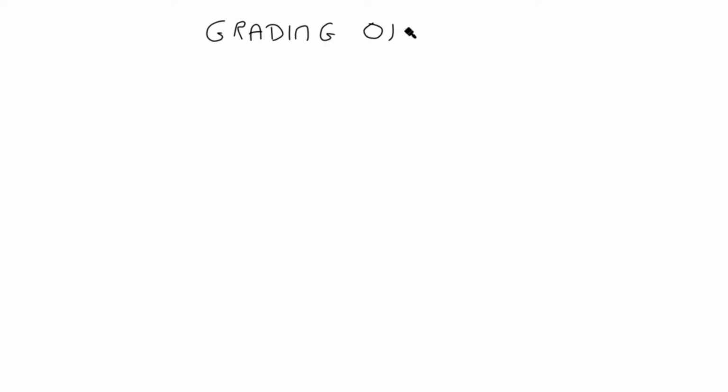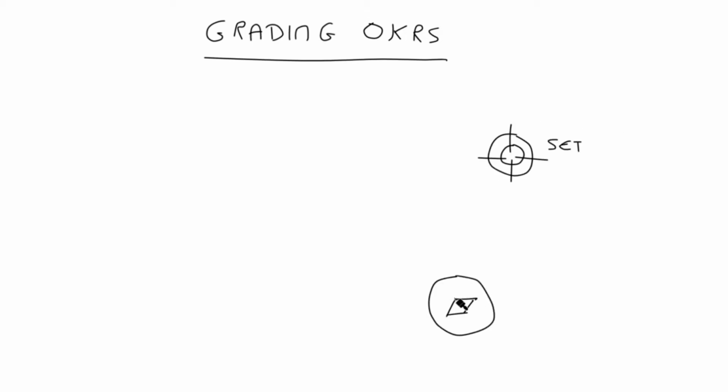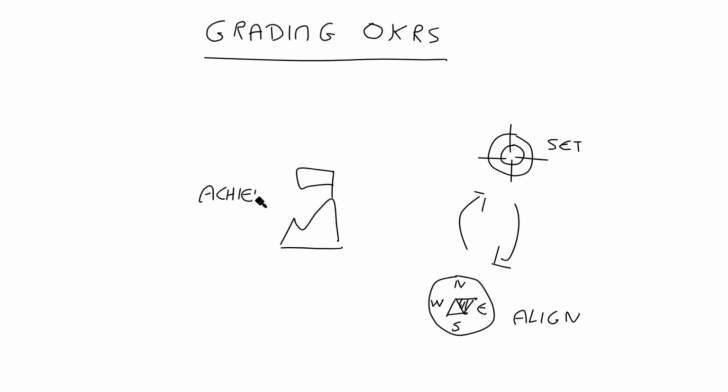OKRs follow a defined and repeatable cycle. At the simplest level, the cycle looks like this. You set OKRs, figure out how to align them with others, and then do the work that's needed to achieve them. And when we reach the end of a cycle, the OKRs are graded.